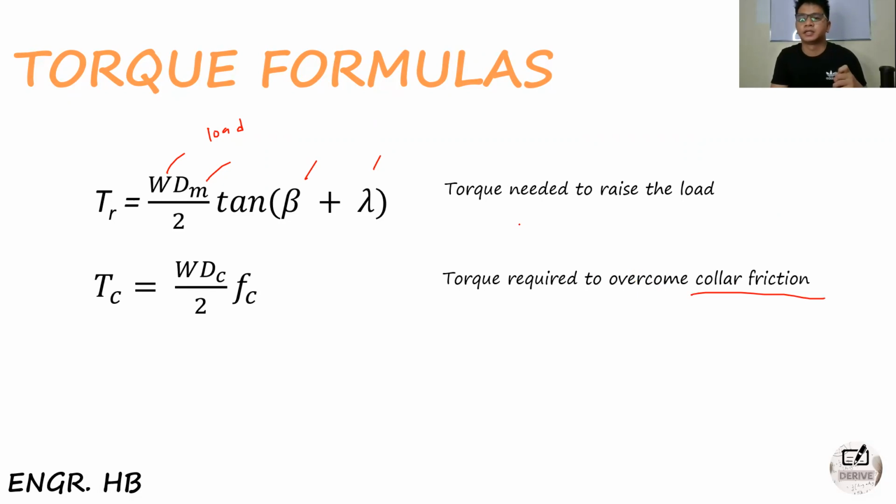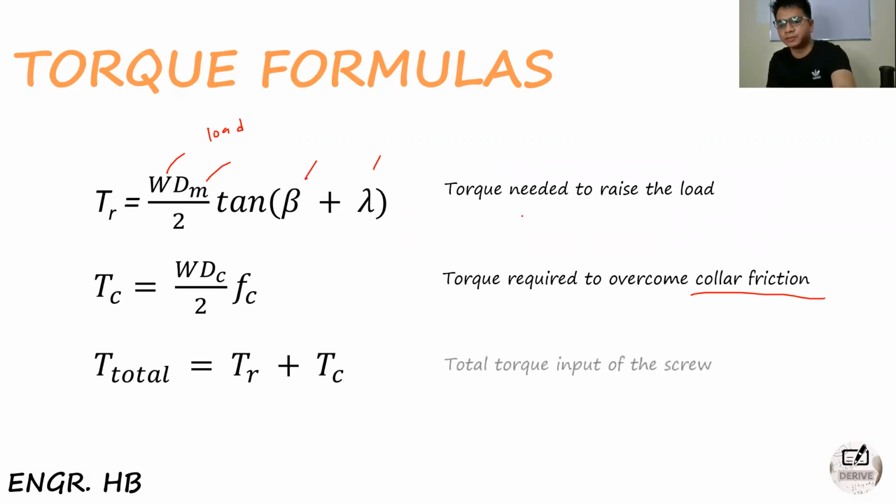Why? Kasi meron tayong pinakita kanina sa second setup na may collar. So sa first setup wala. So sa second setup may collar. So that's why I show the second setup kasi may collar yon. So of course, we have this total torque or the total torque input of the screw. So just combine the TR plus TC and we have our third torque here, which is the total torque of the screw or the total torque input.